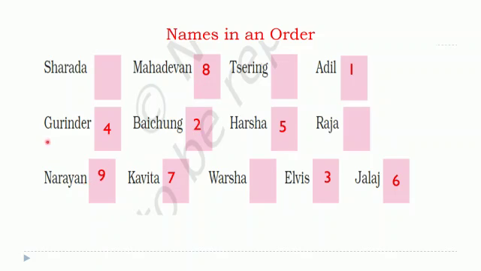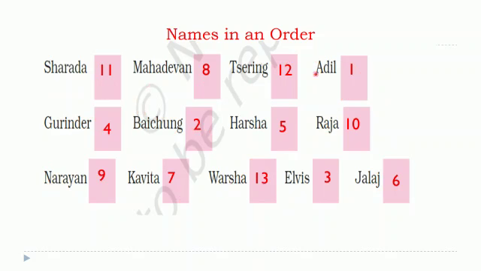O. We don't have anywhere O. Do we have P? No. Do we have Q? No. But we have R. So this will be 10th one. After R, S is there. See, Sharda. So S is there. So this will be 11th one. Then T is there. So this will be 12th one. Then U, V. No, we don't see any name with U. We don't see any name with V. Directly W is there. So this will be 13th one.